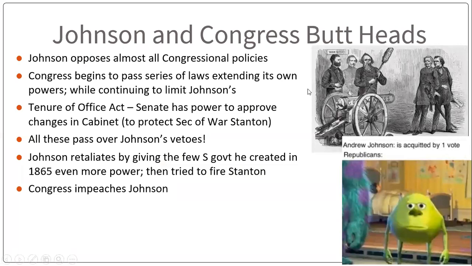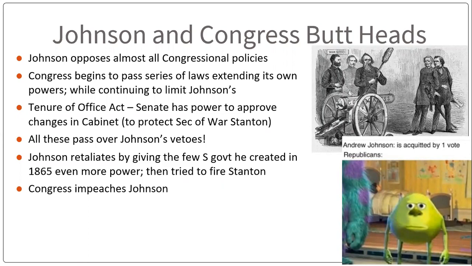Welcome back, class. All right, so let's continue. Now, Johnson, he's going to oppose pretty much everything that the Congress is going to want to put forward. So they're going to start to pass a bunch of laws extending their own power and limiting President Johnson's.